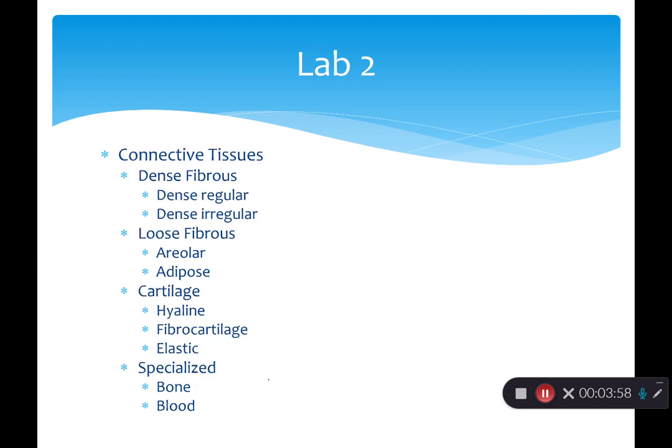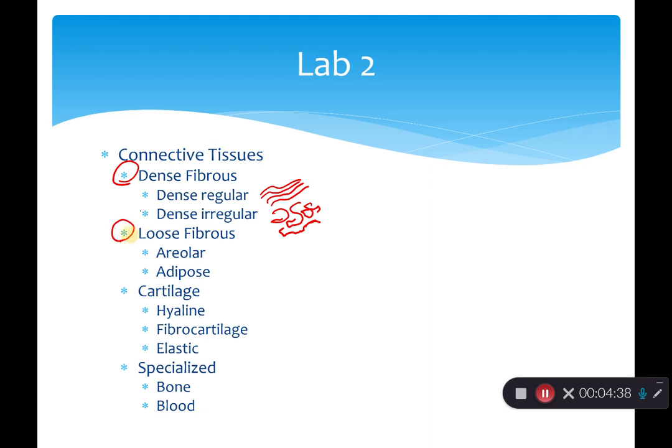Now, the types of connective tissues that we're going to look at are these. And this is how they're organized, typically. And this is how I prefer to organize them. We have dense fibrous tissue, which we have dense regular. All the fibers and their collagen fibers run in one direction. And dense irregular, they don't all run in the same direction. So the fibers go in different directions.